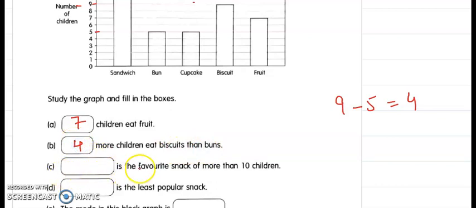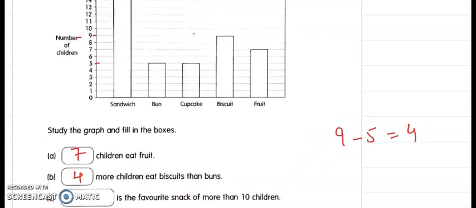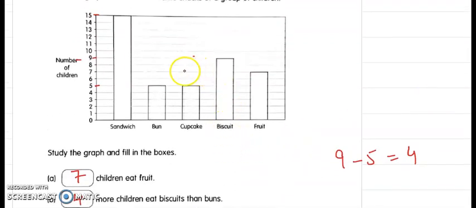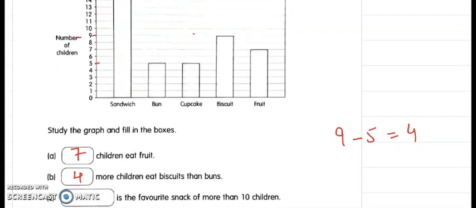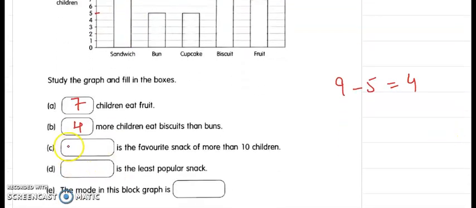For number C, dash is the favorite snack of more than 10 children. If we look at this diagram, all are less than 10 except the sandwich. So sandwich is the favorite of more than 10 because its number is 15. So I will write here sandwich.